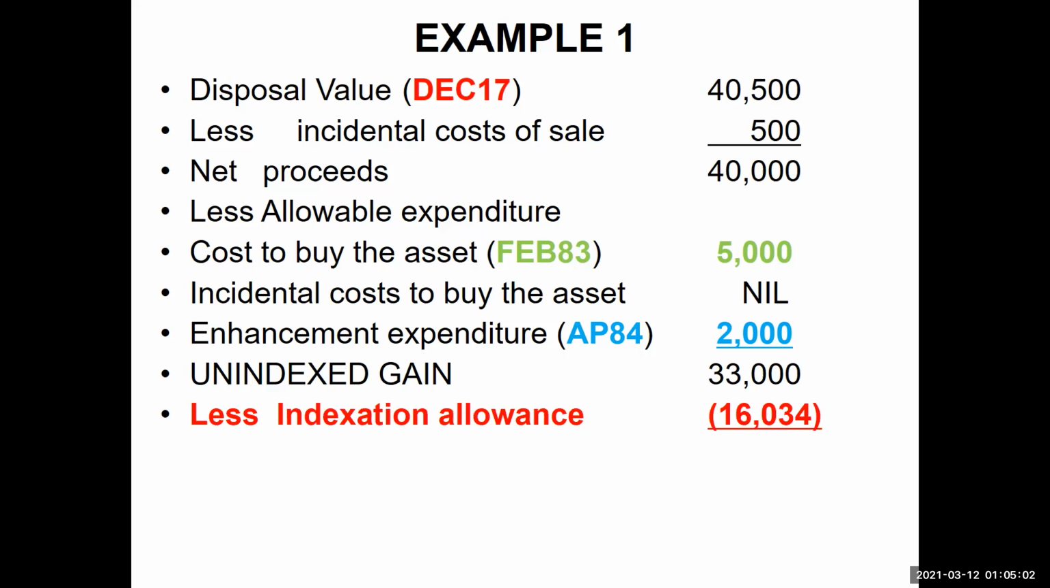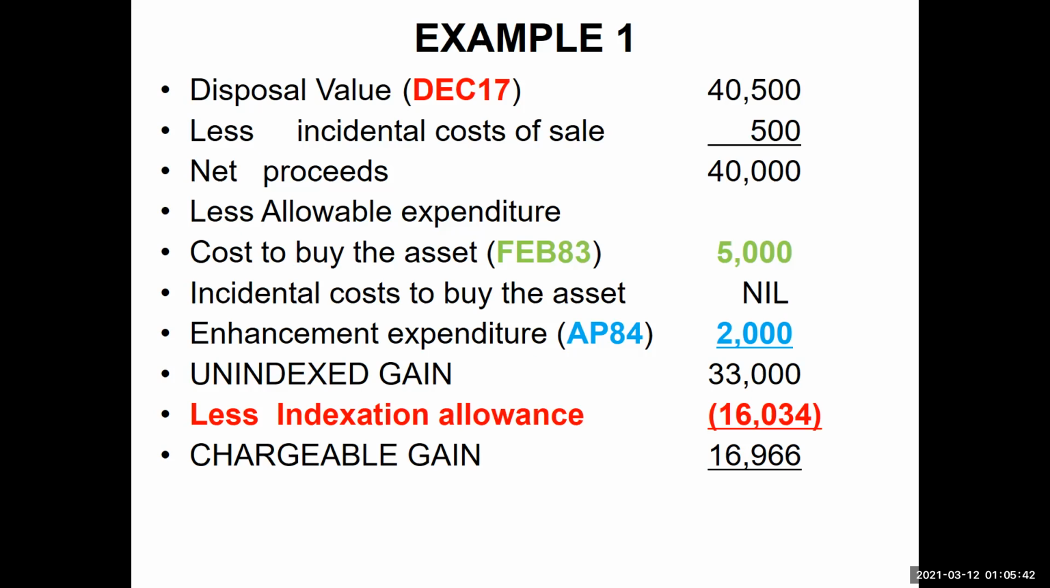We calculate the indexation. I've highlighted it in red. We'll look at the calculation in the next session. We realize that a total indexation of 16,034 is what we got, and then we find a chargeable gain of 16,966. The indexation allowance will be calculated on the cost initially, which is 5,000, and then also on the 2,000. These are the two main allowable expenditures. So the chargeable gain from this analysis is 16,966.